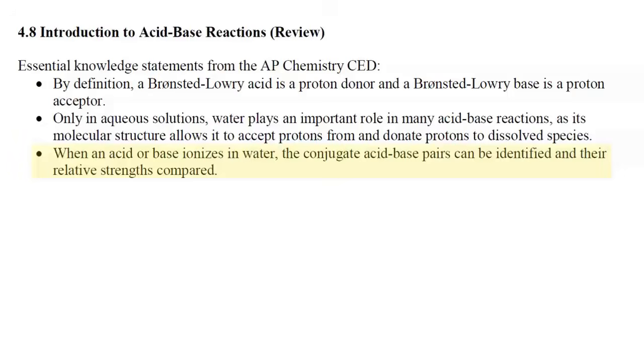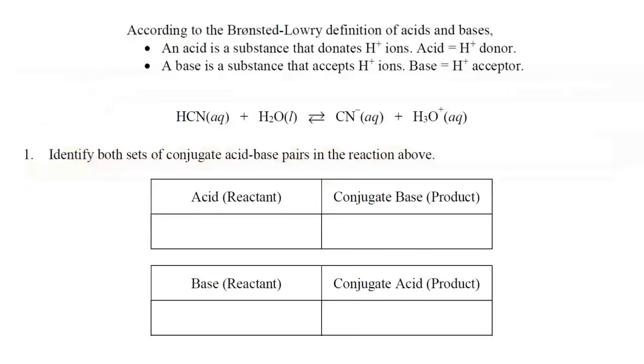Now, let's take a look at question 1. Actually, questions 1 and 2 in this packet were taken directly from the summative assessment practice for Unit 4. So at the top of this slide, it says, according to the Bronsted-Lowry definition of acids and bases, an acid is a substance that donates H+ ions, and a base is a substance that accepts H+ ions. Question 1, identify both sets of conjugate acid-base pairs in the reaction above.